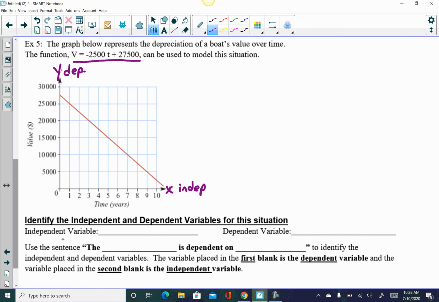So if we come down here, it wants us to identify our independent and dependent variable. Well, since they've got a graph sitting here in front of us, they've kind of made it easy for us. Our independent variable is our x. So in our case here, that would be our time in years. Our dependent variable is our y-axis, and so that is the value of the boat.